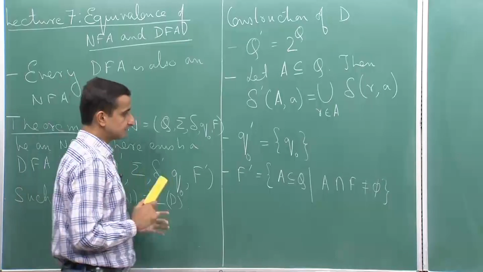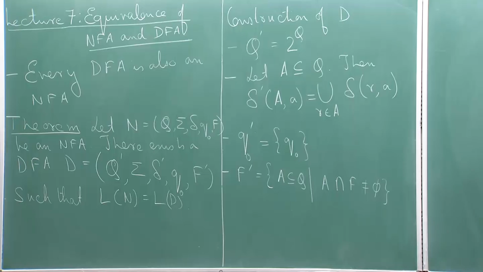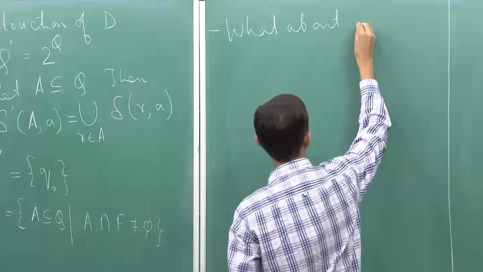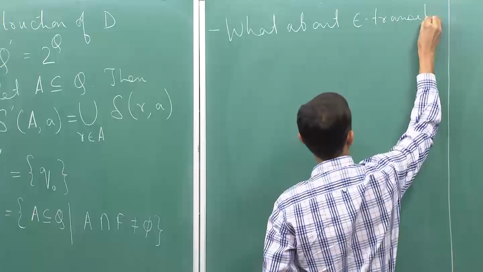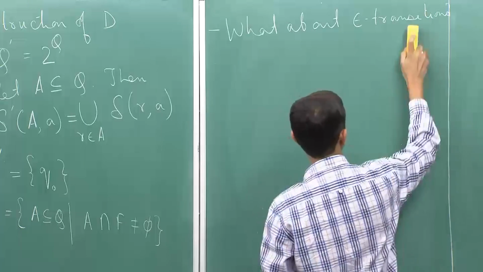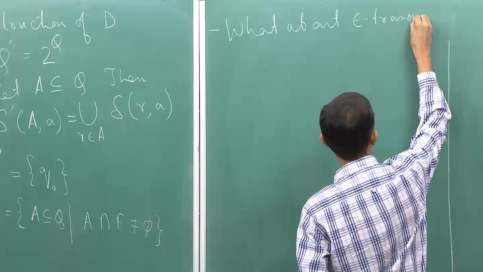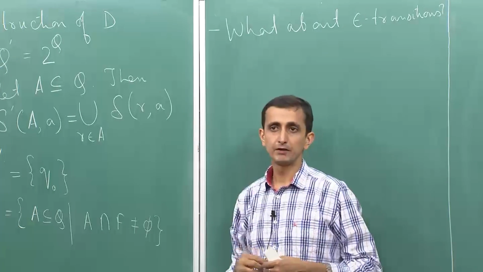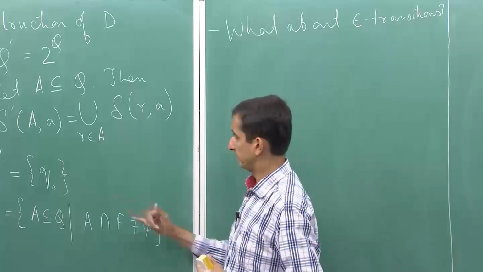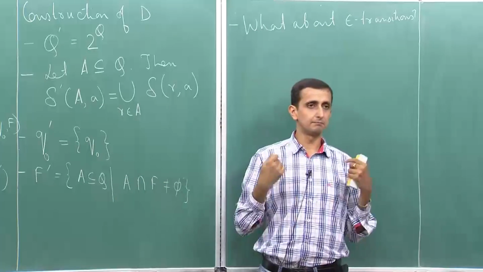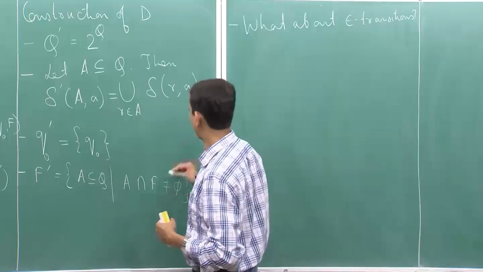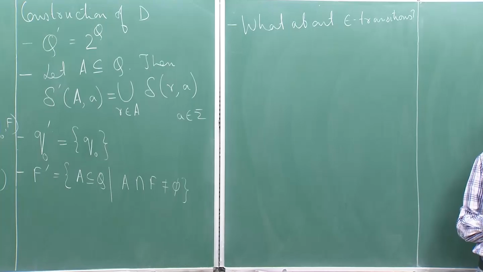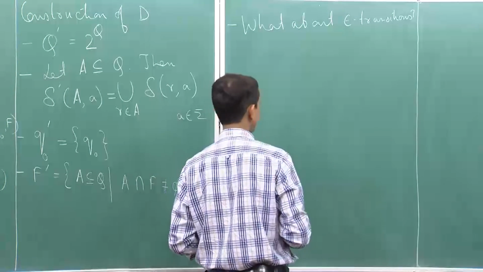Okay. So, now there is one small thing about this construction, that is what about epsilon transitions? Okay. So, in this construction we have not defined what happens if, let us say, this small a is the epsilon symbol. So, here we are only looking at small a where small a belongs to an element of sigma.